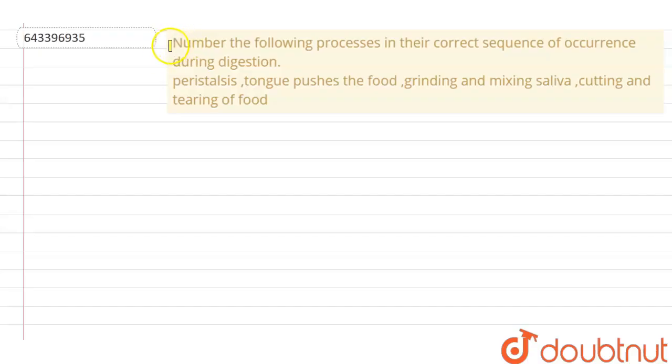Hello, students. Let's discuss this question. Number the following processes in the correct sequence of occurrence during digestion. Peristalsis, tongue pushes the food, grinding and mixing saliva, cutting and tearing of food.